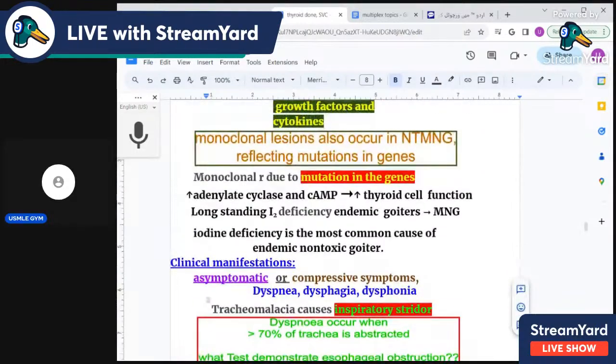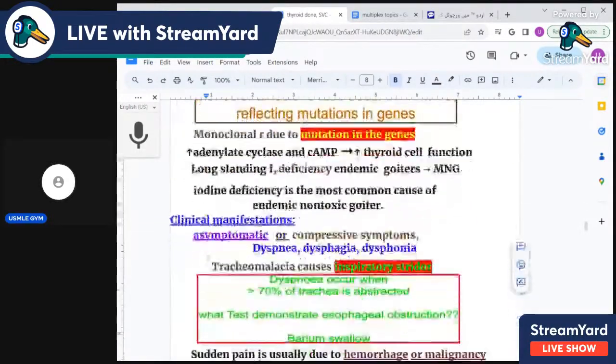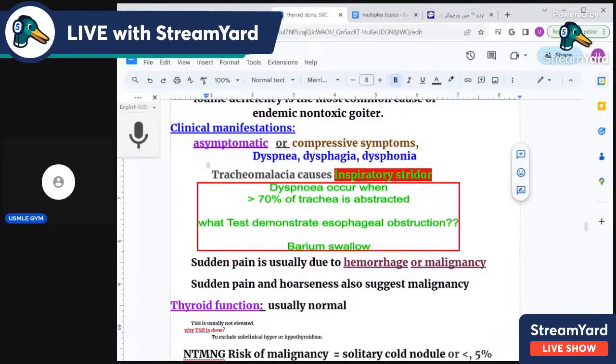Now, the clinical features of the multinodular goiter may be asymptomatic when it's small, but there are compression symptoms: dyspnea, dysphagia, dysphonia, right? Due to compression of the trachea, esophagus, and obstruction of the recurrent laryngeal nerve that supplies the vocal cord, which causes dysphonia. And tracheomalacia causes inspiratory stridor.